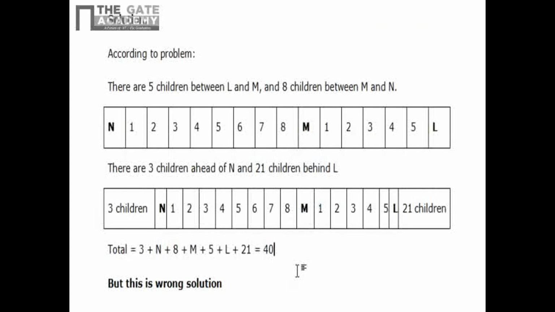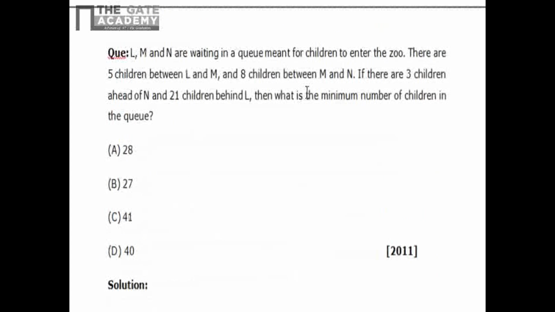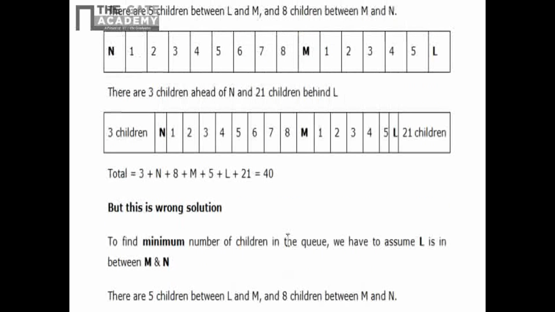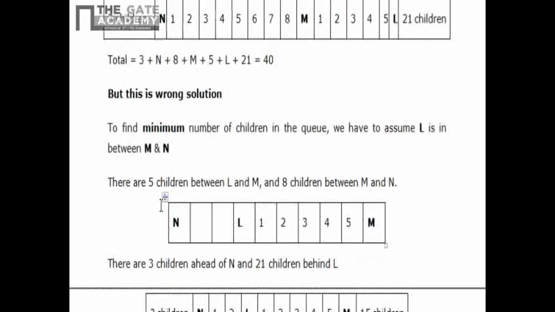But this solution is wrong. Why? Because of the word minimum. There is one more possibility. To find the minimum number of children in the queue, we have to assume L is in between M and N. That means you have to place L somewhere between M and N. How? There are 5 children between L and M, and 8 children between M and N.